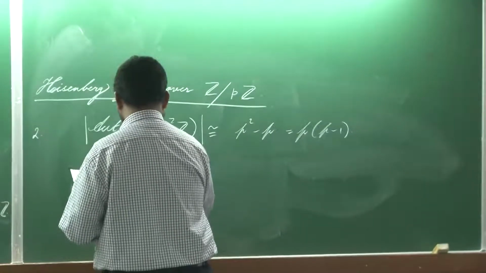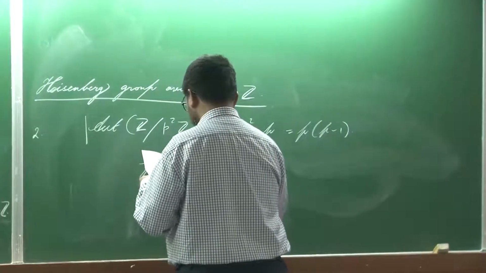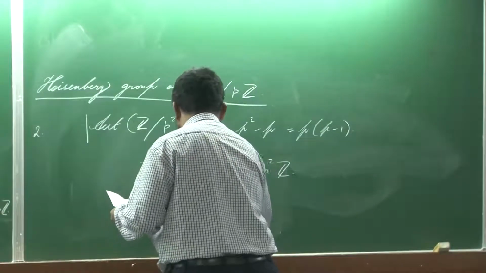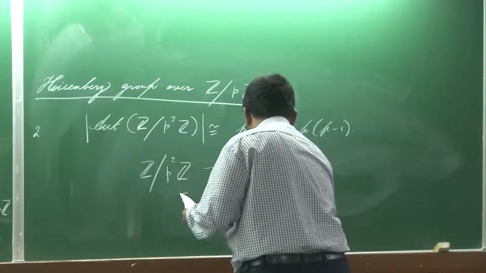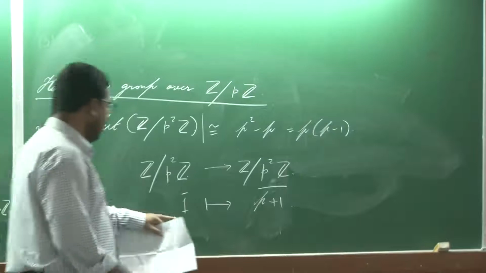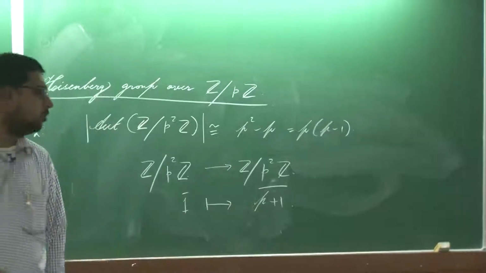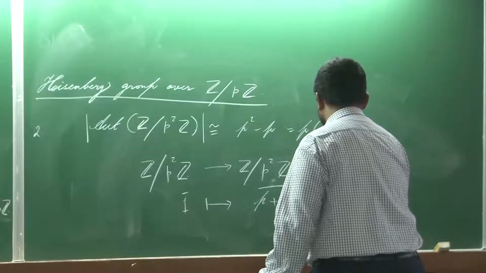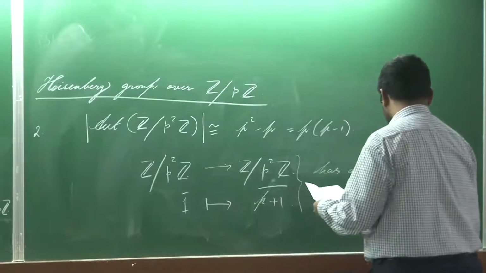So what you do is, you consider this. It's enough to mention where it sends the generator. So we consider the automorphism sending one bar to this generator of this group, and I leave it to you to check that this automorphism has order P.